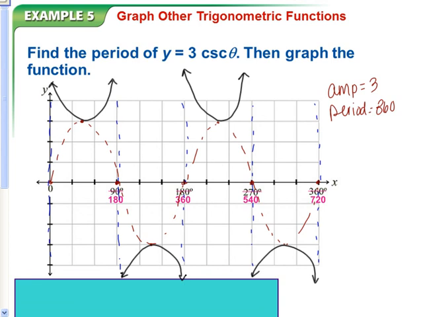So now if you'd like to clean up this graph a little bit, you can remove all of our sine graphs. It's needed as a guide, but it does kind of clutter it up a bit. So that is what cosecant looks like. If you have a pen, don't worry about it. You don't need to erase it.